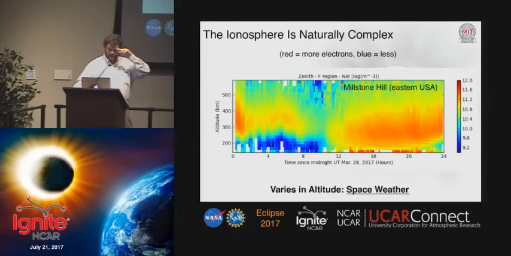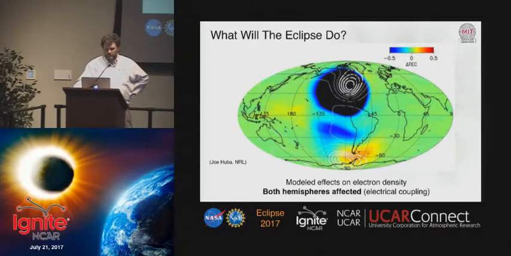This is a radar that I help run in Massachusetts. The vertical axis is altitude. Space station's about in the middle. That's 24 hours of the life of the ionosphere. Even in altitude, it's quite complex. This is another version of space weather. We're hoping to use the eclipse to understand that.